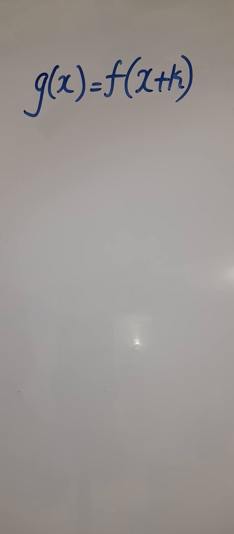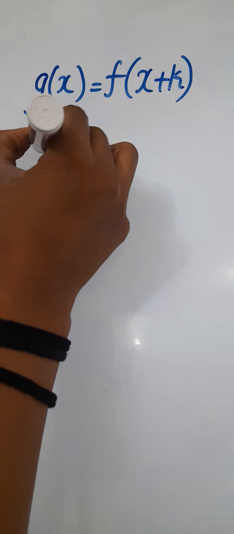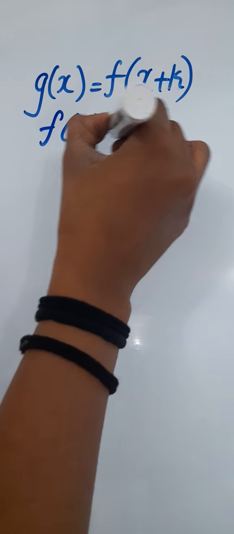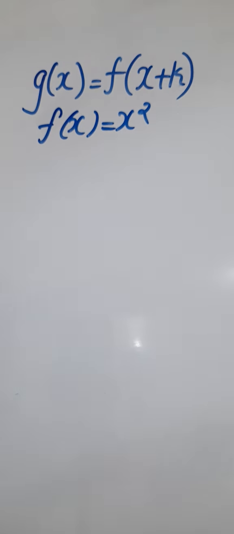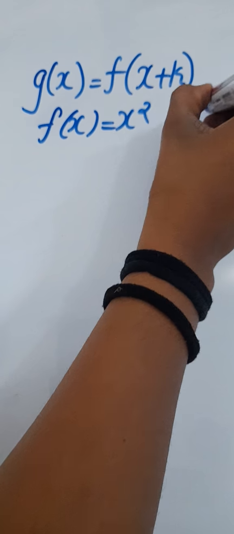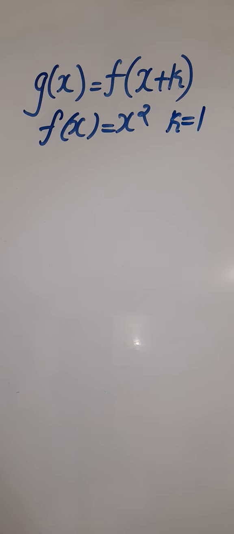Let us consider transformation of the form g of x equals f of x plus k. To understand this transformation, let us consider one particular example. Let us take f of x equals x square, which is a parabola. Let us take k value to be equal to 1.